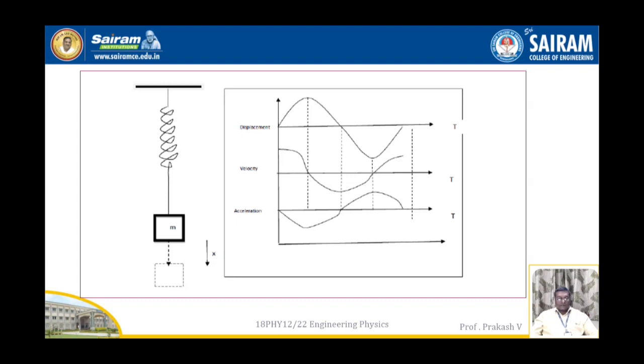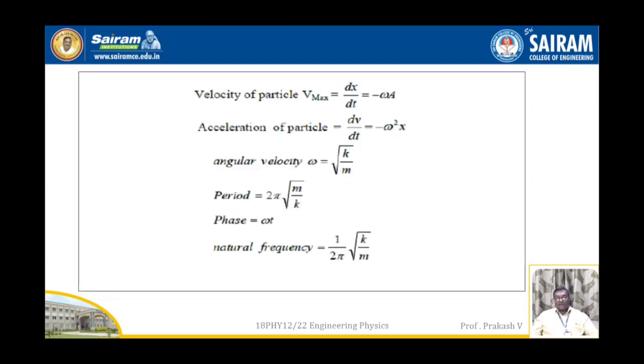In the next slide, I am going to give you the information about the velocity of the particle, given by Vmax equal to dx by dt, that is equal to minus omega into a, and the acceleration of the particle is equal to dv by dt, that is equal to minus omega square into x. The angular velocity omega is equal to the square root of k by m, and the period of oscillation, capital T, is equal to 2 pi into the square root of m by k. The phase of the wave is given by omega into t. Further, the natural frequency is equal to 1 by 2 pi into the square root of k by m.